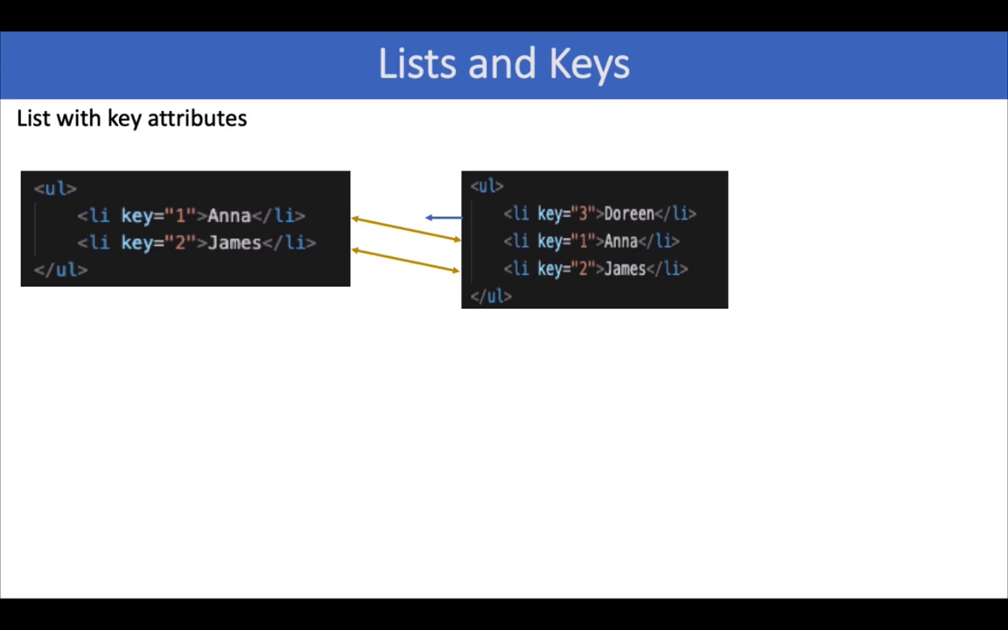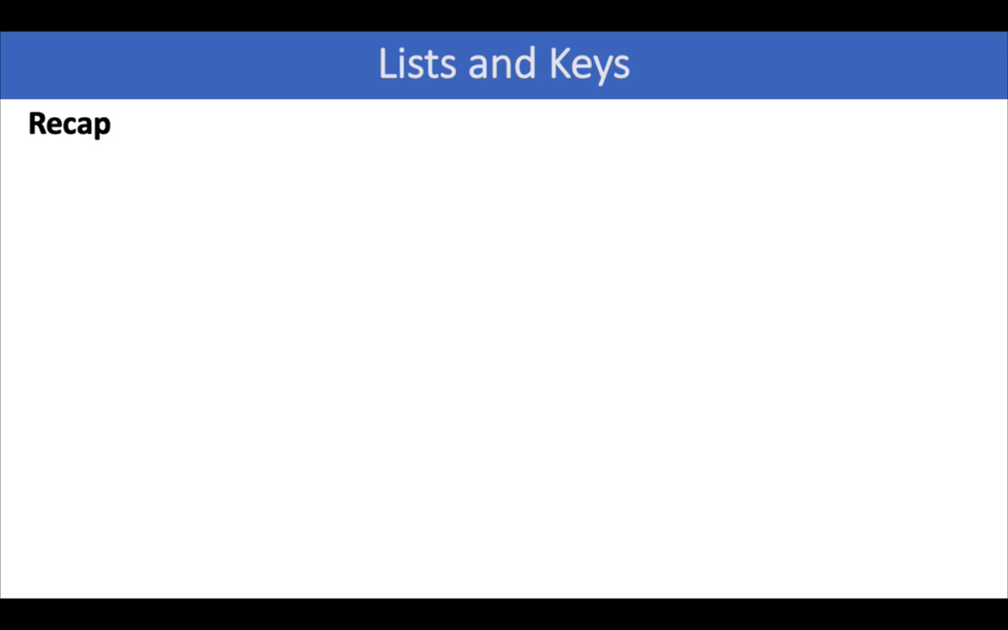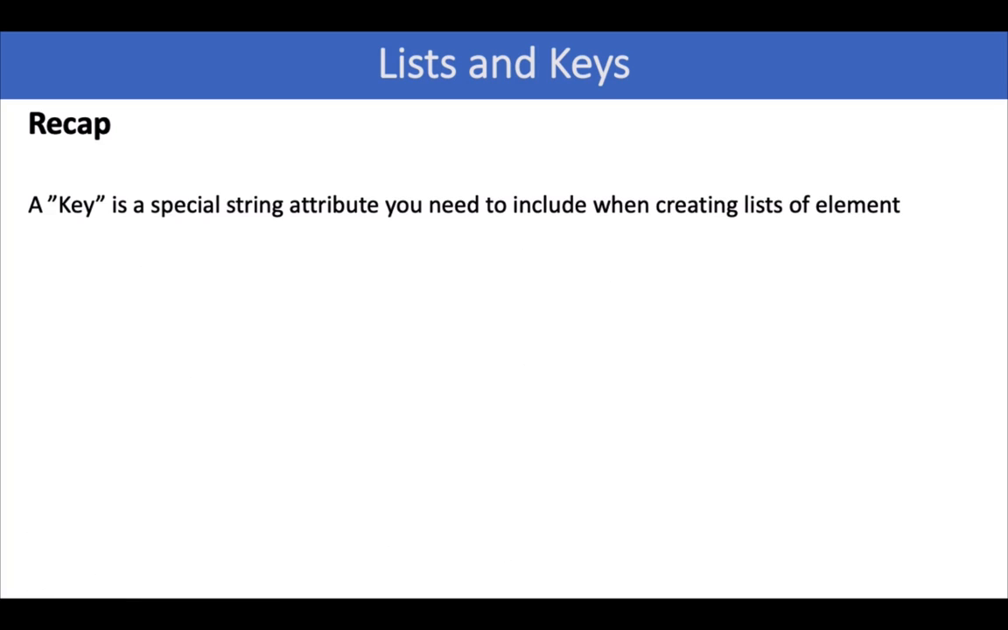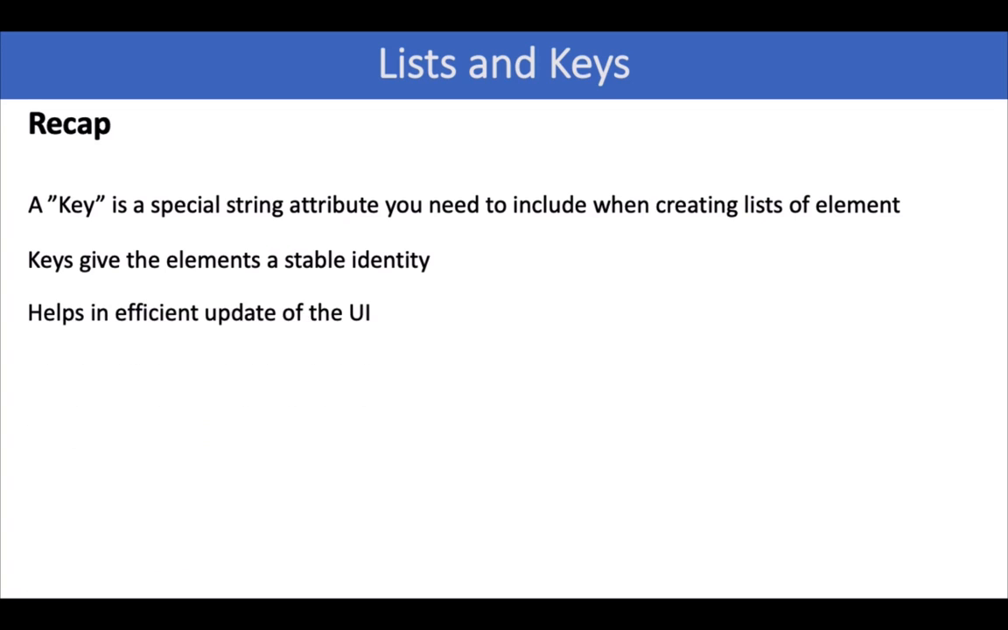Let us have a recap on this. A key is a special string attribute you need to include when creating a list of elements. A key gives the element a stable identity. It helps in efficient updating of the user interface. Keys help React identify which items have changed, been added, or been removed.